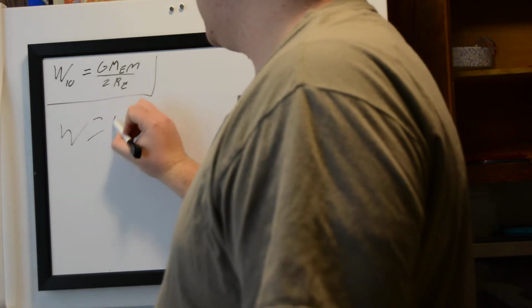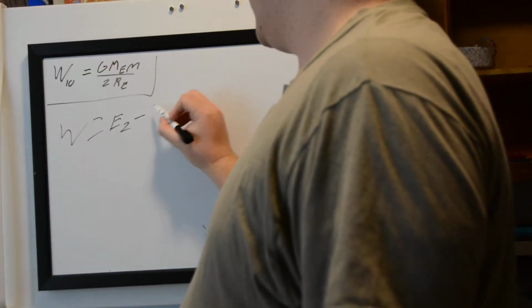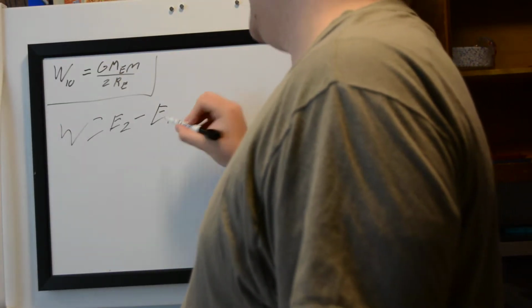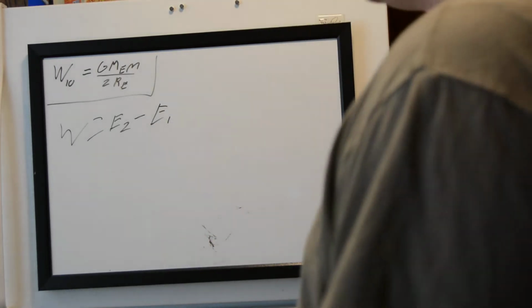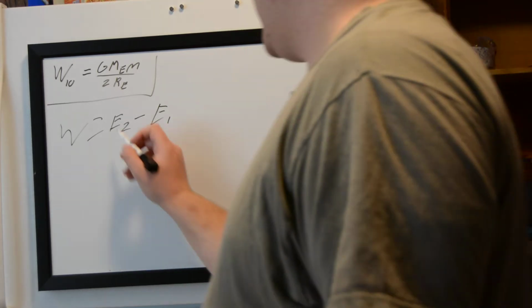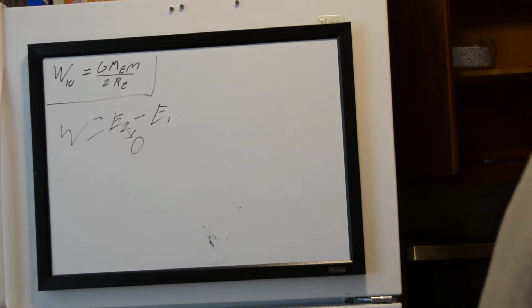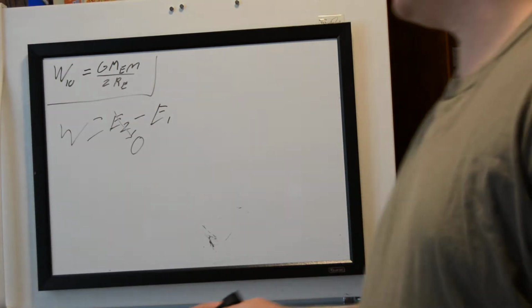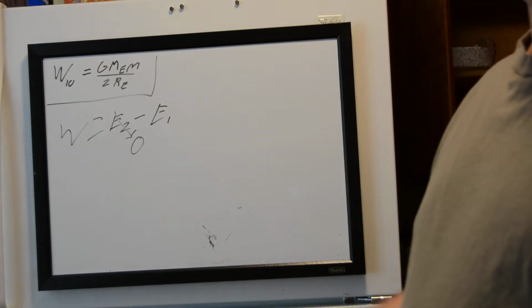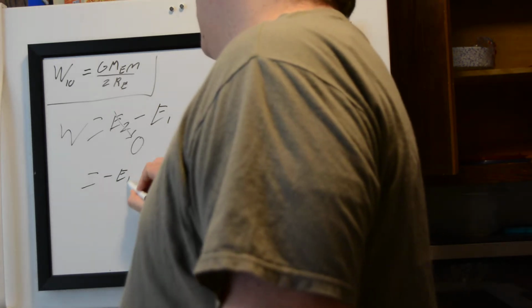Our work is equal to our second energy, the energy that it has while it's out of low orbit, minus the energy it has while it is in low orbit. So, the kind of fun thing about this is that our second energy here goes to zero, because once it's out of the Earth's gravitational pull, once it's out of low orbit, there's no more energy acting on it. So that just goes to zero, so here we have a negative E1.